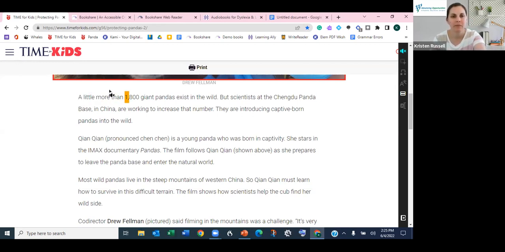A little more than 1,800 giant pandas exist in the wild.